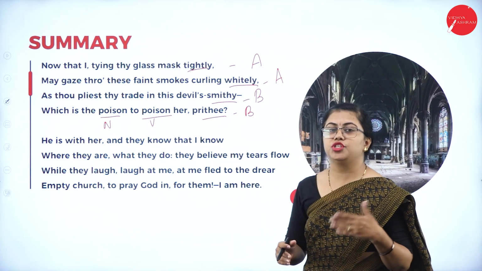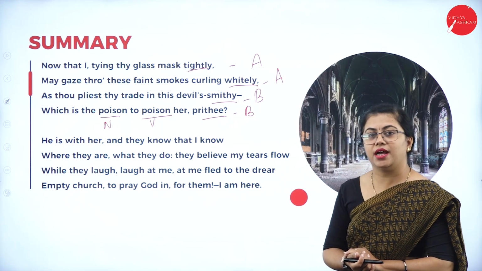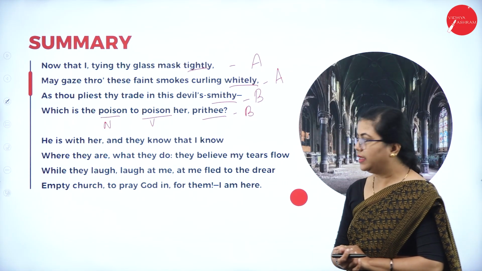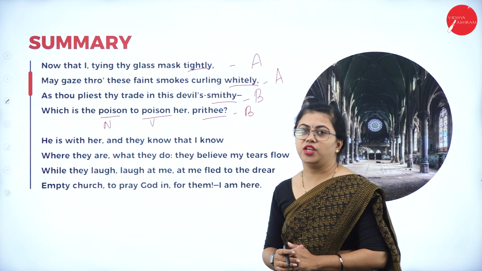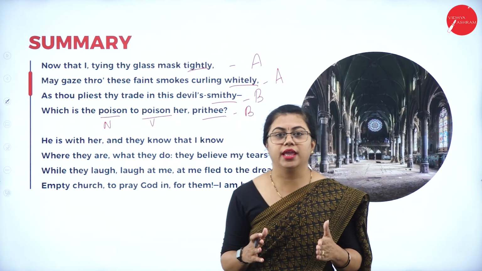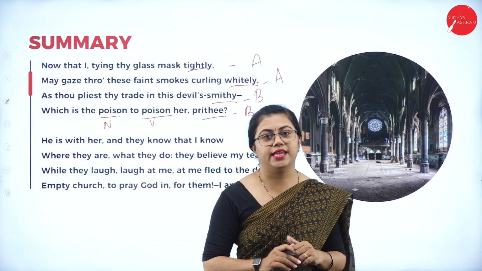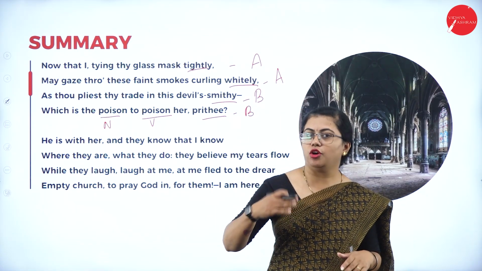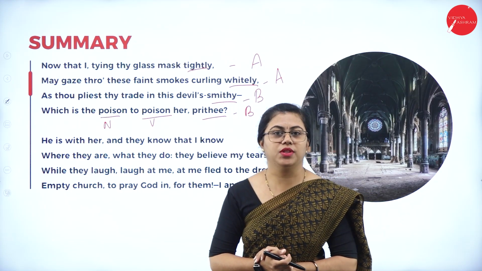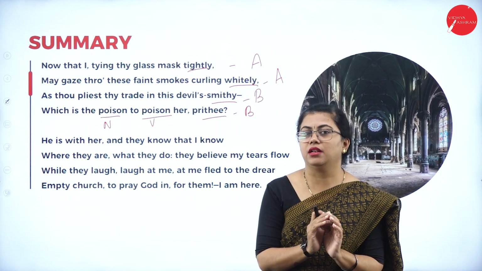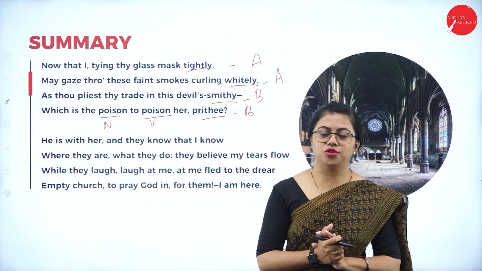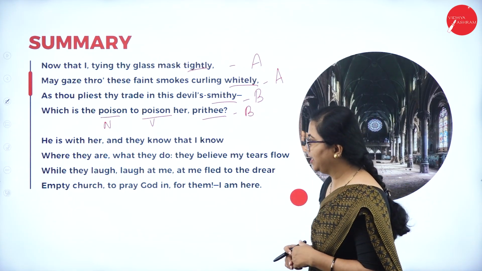So she is expressing her feelings here. The lady who is preparing the poison is expressing her feelings here. He is with her. So she is talking about a person who is with the other lady whom she intends to kill. And they know that I know. She is talking about the person who is with her, and she knows that he is with her, and everybody knows that she also knows that that person is with her. So this is a little kind of confusion that the poet is trying to create here.